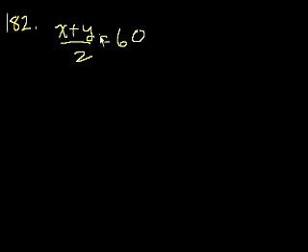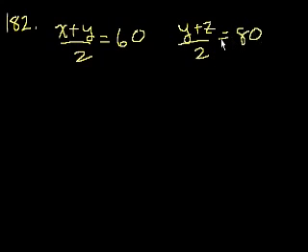182. If the average, arithmetic mean, of x and y is 60, so essentially you're saying x plus y over 2 is equal to 60. That's the average of them is 60. And the average of y and z is 80. So y plus z over 2 is equal to 80. What is the value of z minus x?